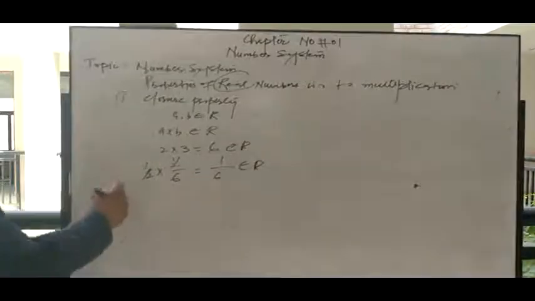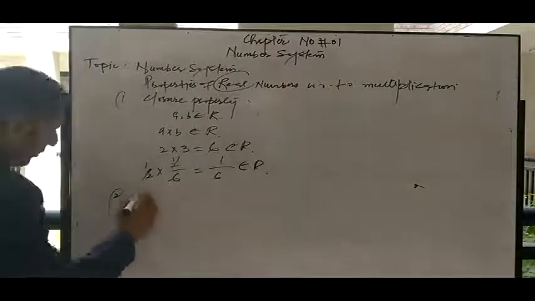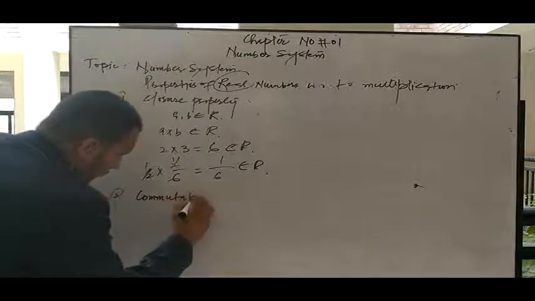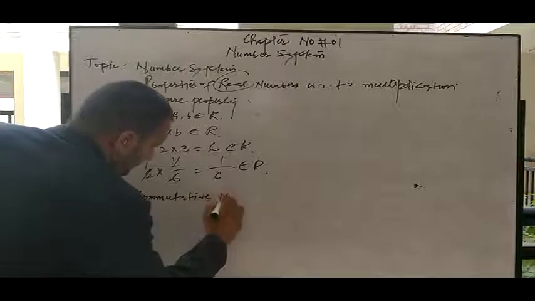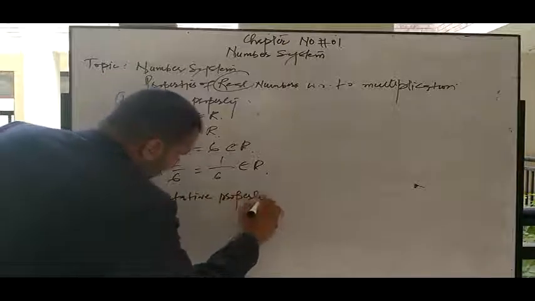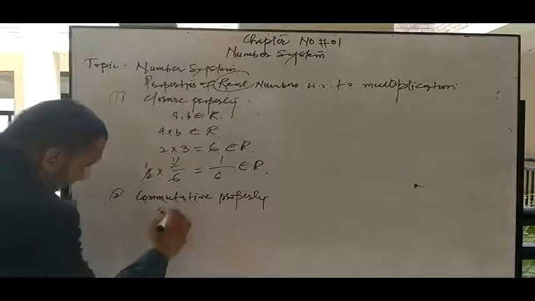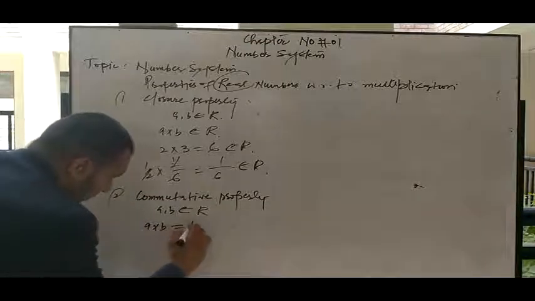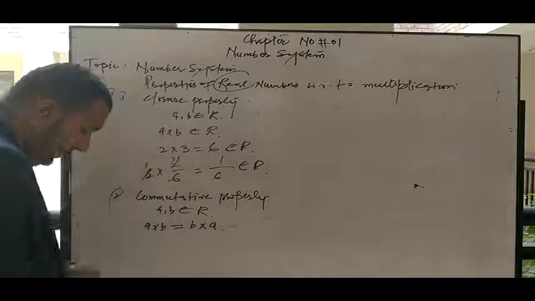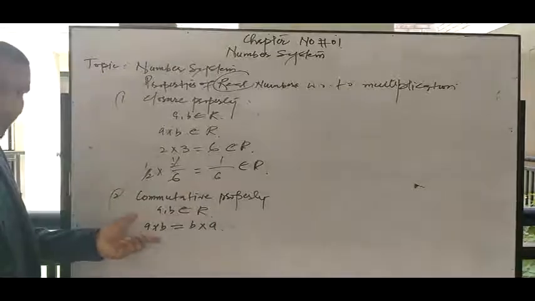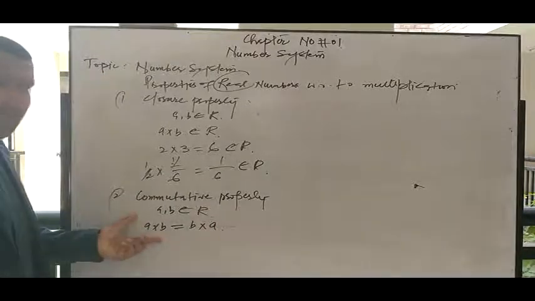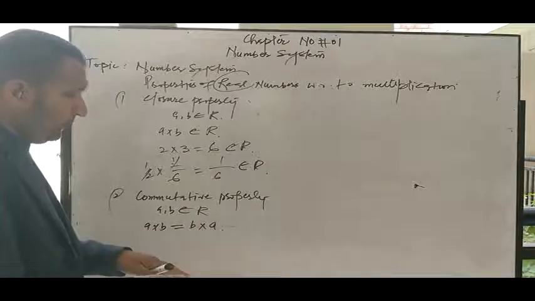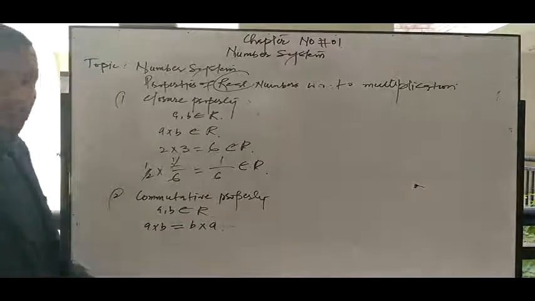And the other property is the commutative property, which is satisfied with respect to two values, meaning taking a comma b belongs to the real numbers. a multiply b is equal to b multiply a. In this condition, on the left hand side a is the first value and on the right hand side the first value is b, because we multiply the two values but the answer belongs to the real numbers.